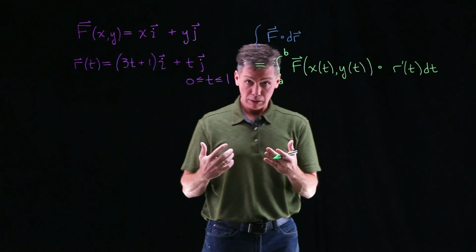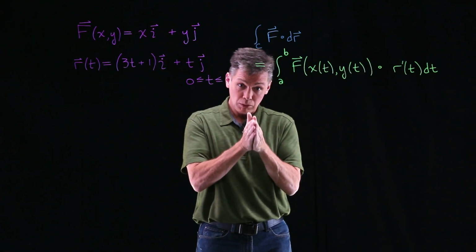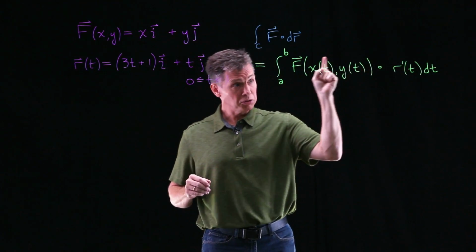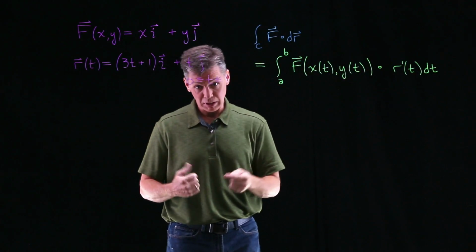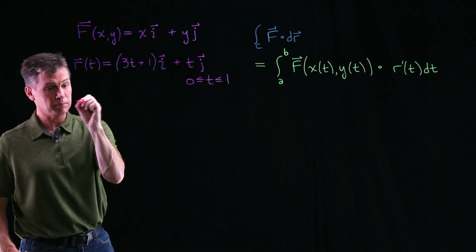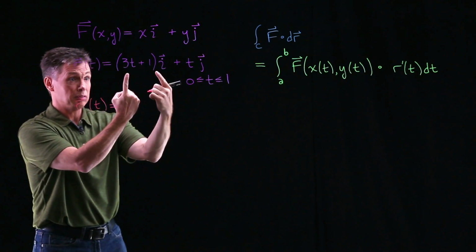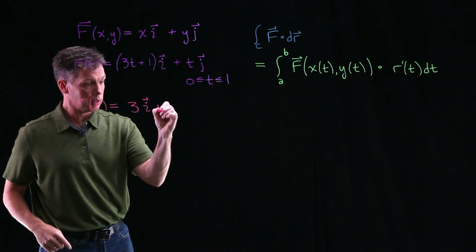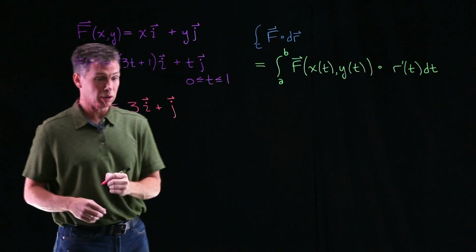Now I like this start to the problem of rewriting it because now you can see the pieces of the puzzle that you need. I already mentioned r prime. We're going to find r prime in a second. And the other piece of the puzzle is this f of x of t, y of t. Let's find that as well over here. So r prime of t is just the derivative of this r vector. The derivative here looks like just 3 times i, plus the derivative of t is just 1, so plus j. Okay, done there.